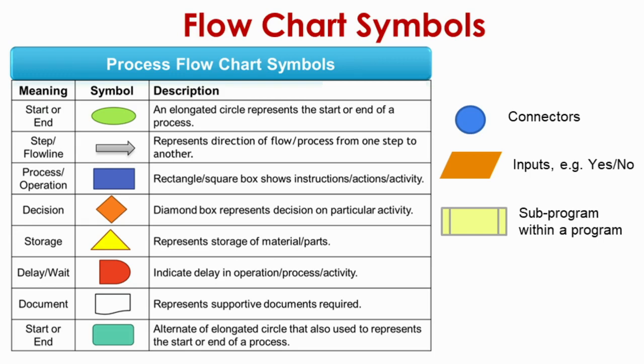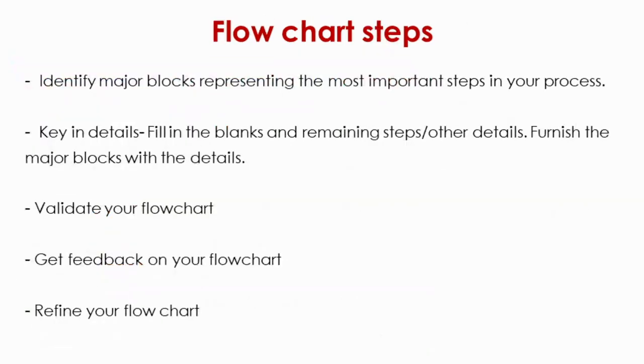Then the diamond box represents a decision, like whether you want to add milk or not. And then there is a delay. That red symbol is the delay that you can see. And start or end, again, are alternately an elongated circle. Those are used as terminals. And then there are some more symbols, like a circle used as a connector. Then the rhomboid, with slanted lines, is used as input, like for example yes or no. And then there is something called a subprogram within a program.